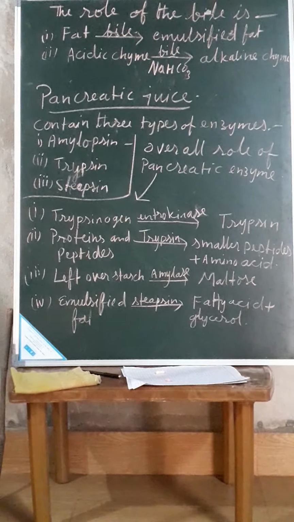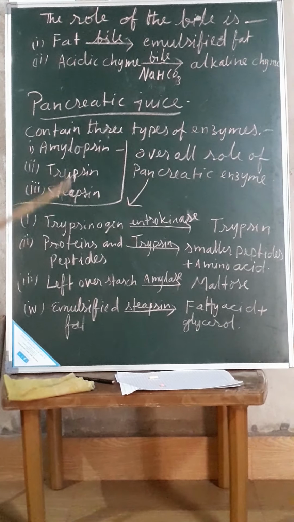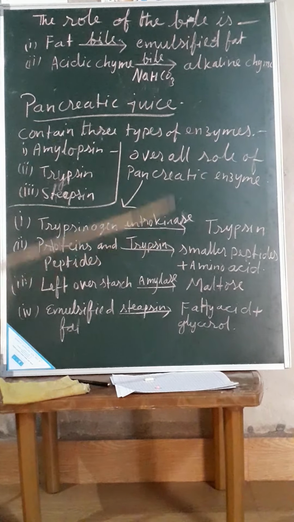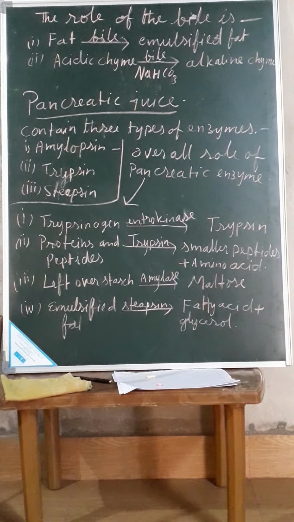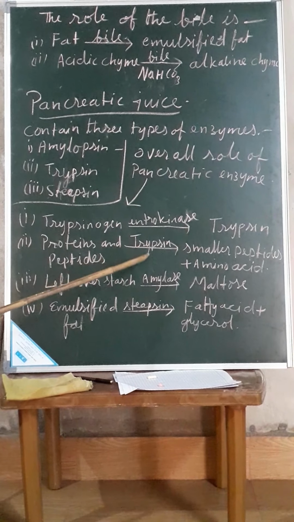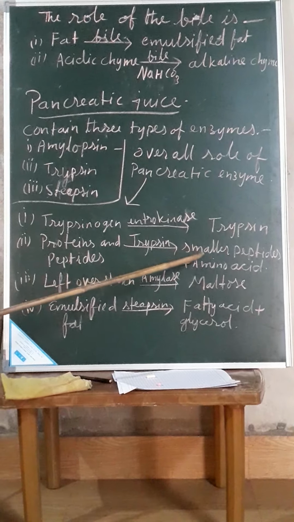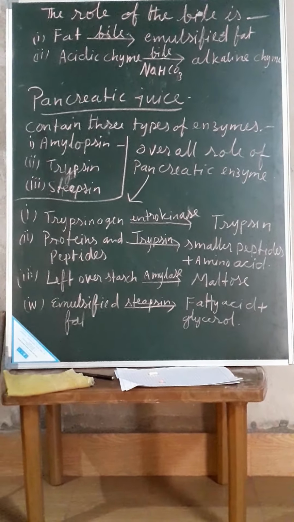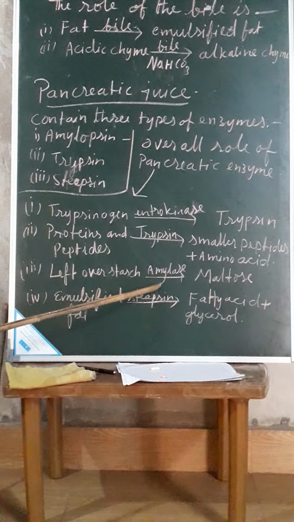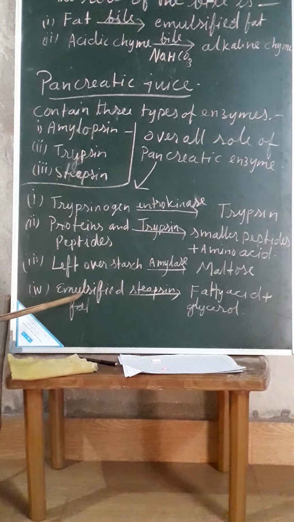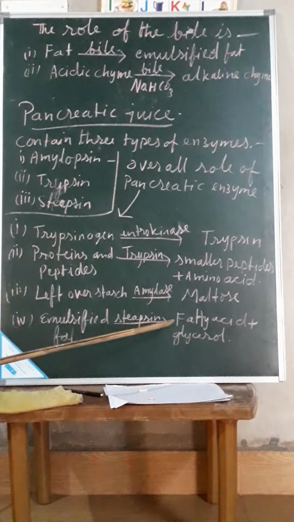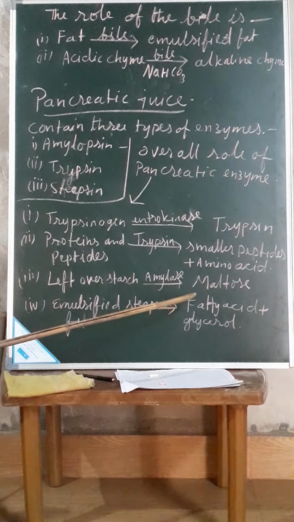The overall functions of the pancreatic enzymes are given here. Trypsinogen, in the presence of the enzyme enterokinase, is converted into trypsin. Proteins and peptides, in the presence of trypsin, are converted into smaller peptides and amino acids. Leftover starch, in the presence of amylase, is converted into maltose. Emulsified fat, in the presence of steapsin, is converted into fatty acids and glycerol.